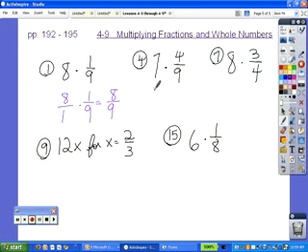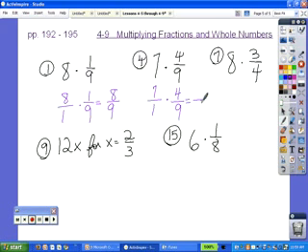Number 4, we have to change 7 into a fraction. Put 7 over 1 times 4/9. Then we ask, can anything go into 7 and 1? No. Can anything go into both 7 and 9? No. Can anything go into 4 and 9? No. Can anything go into 4 and 1? No. Then you just multiply.